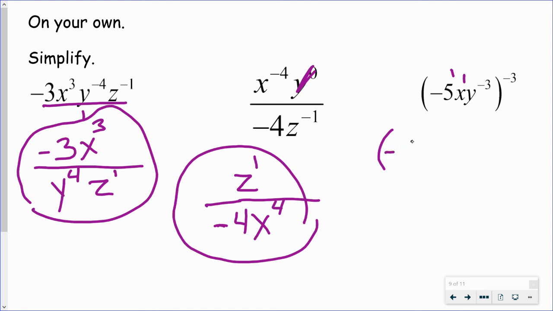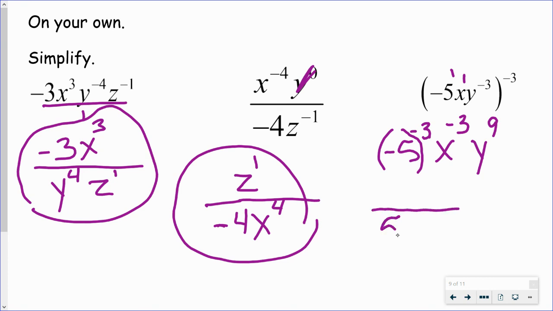distribute -5 to the power of -3, and that would be in parentheses, x to the power of -3, y to the power of +9. Remember, I'm multiplying. So now whenever I see a negative exponent, I have to move it to keep it happy. And move it to keep it happy. And leave the y to the 9th on the top.